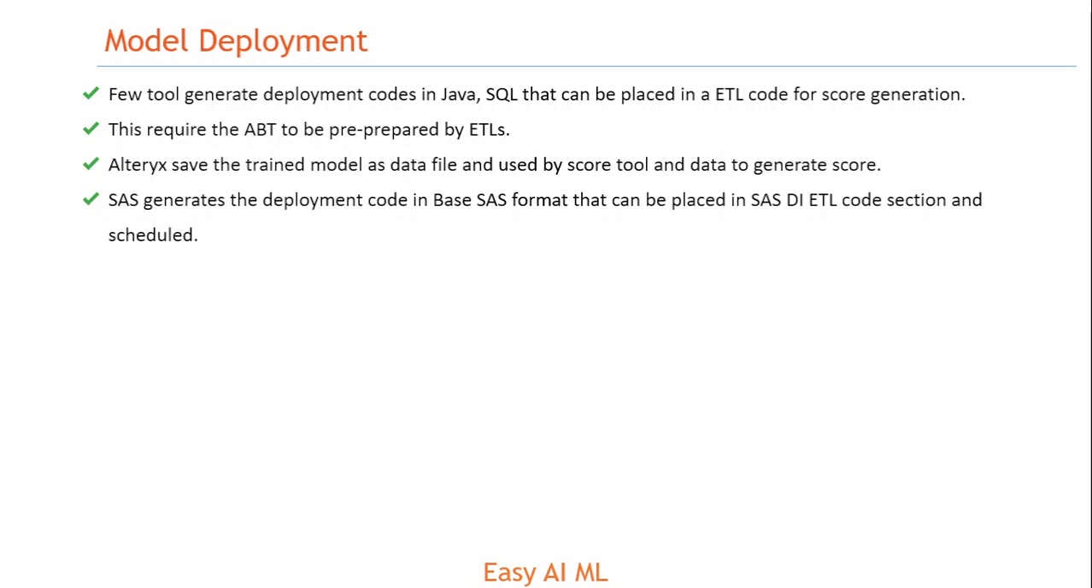Alteryx is one tool that saves the trained model as a data file to be used by the score tool. And that particular score tool flow can be scheduled. So every time it runs, it fetches the values from all data source systems and generates the output. SAS generates the deployment code in base SAS format that can be placed in the SAS BI ETL code section, and that can also be scheduled. So there are n number of ways to deploy a model.